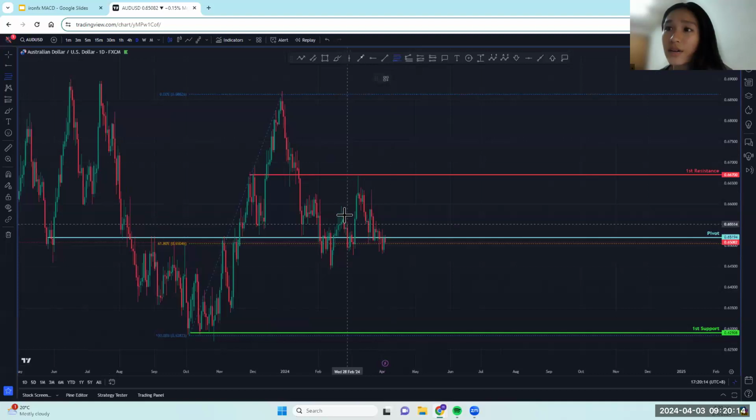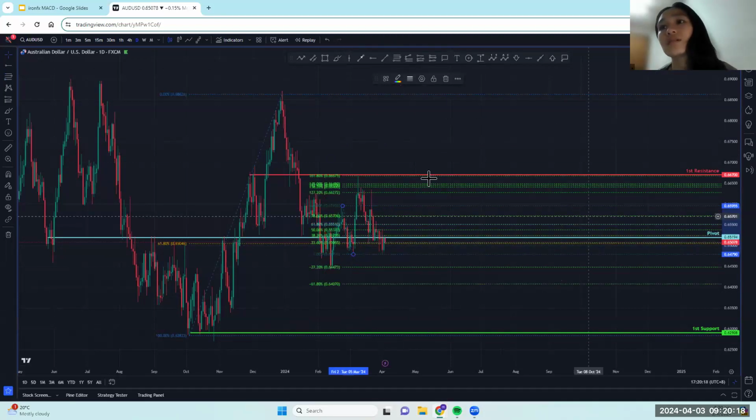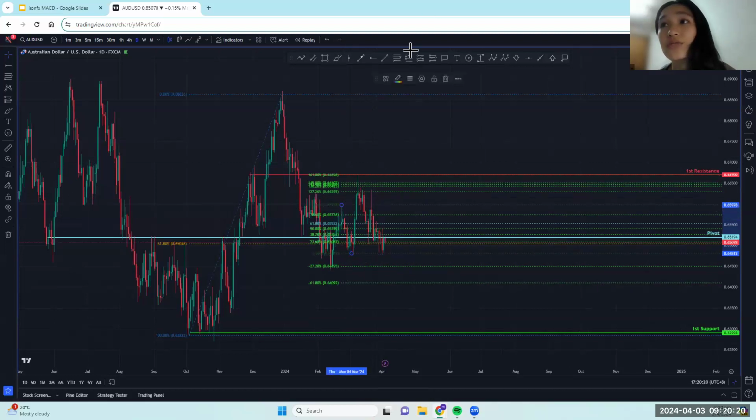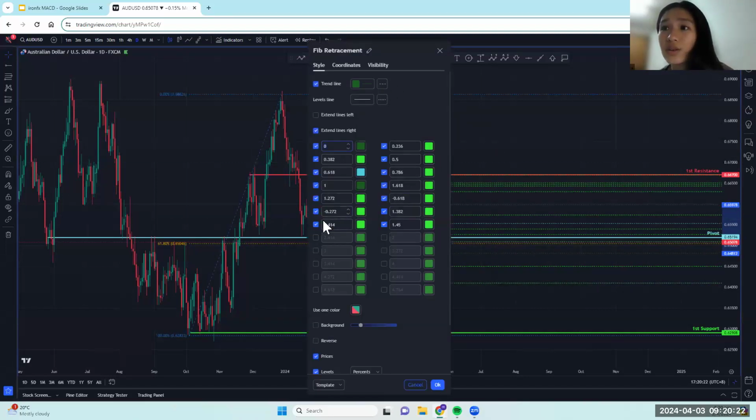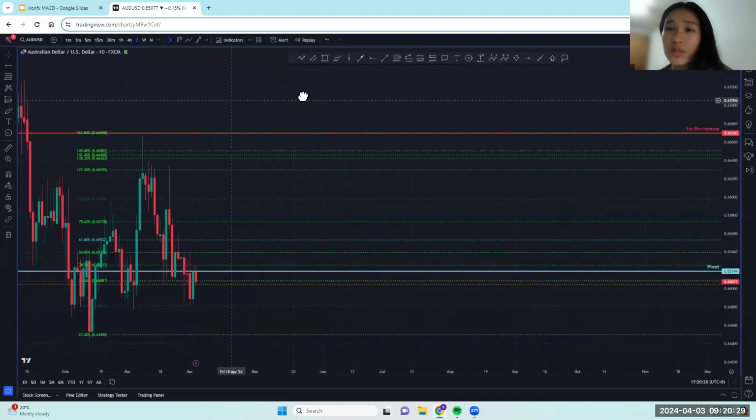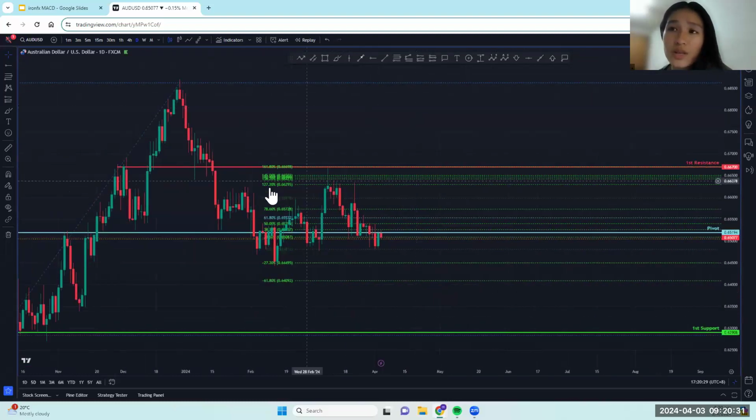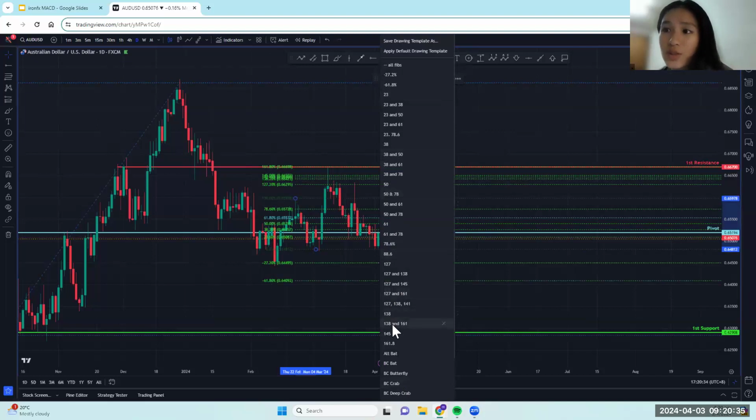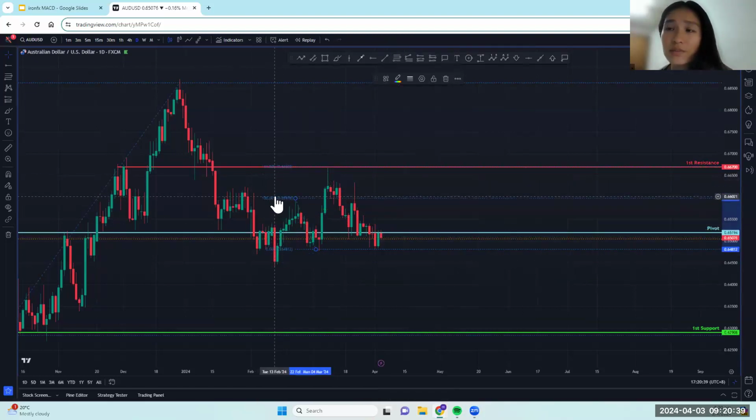Okay, next I have an extension level here. You can see, so for an extension, we're using the levels that are above 100. So namely, let me just zoom in, namely the 127.2 as well as the 161.8. So my 161.8 lines up nicely. So I'm just going to keep that here.